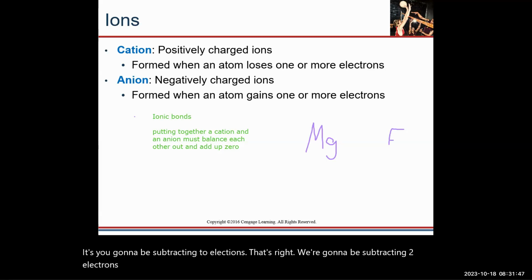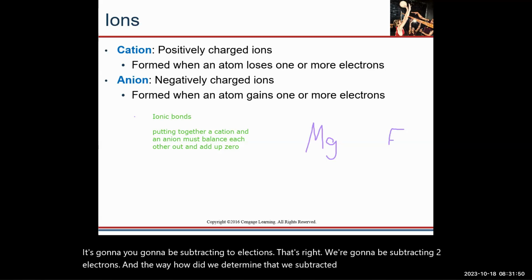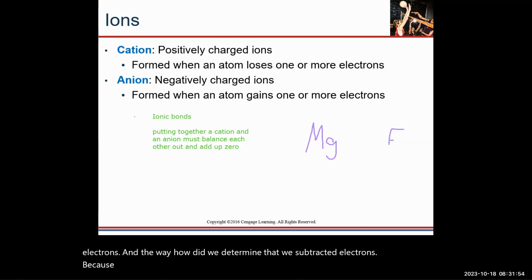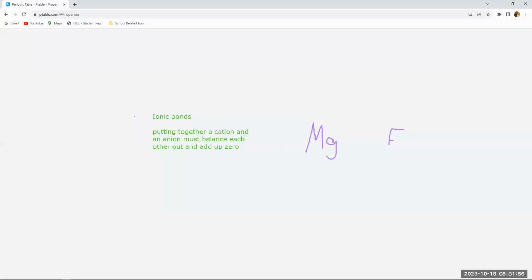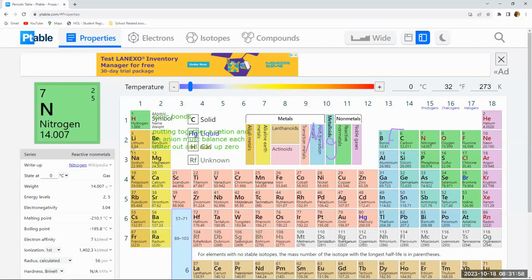And how did we determine that we subtracted electrons? Because it wants to be like a noble gas, and to be like a noble gas, you're going to be subtracting two electrons to go to neon. Yes, so it wants to be like the noble gases, right? Everybody wants to be like the noble gases. So we're going to be going to neon, so then we'd have to lose 1, 2 electrons. So we know that magnesium is going to be a 2 plus charge.